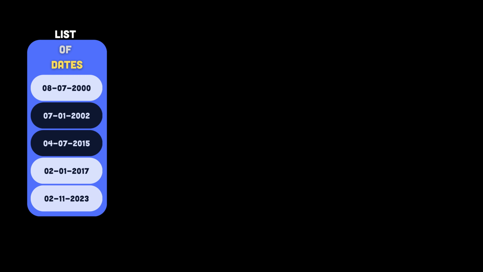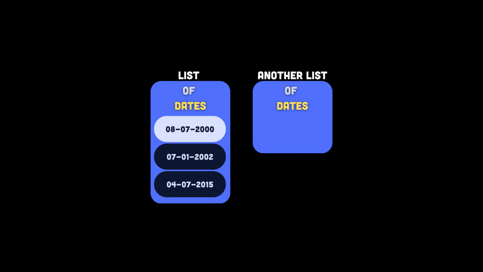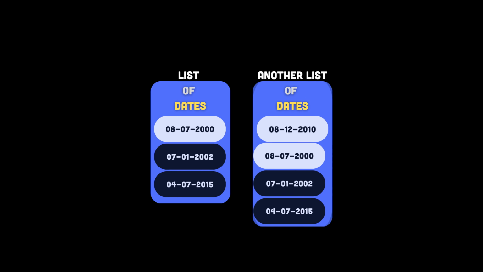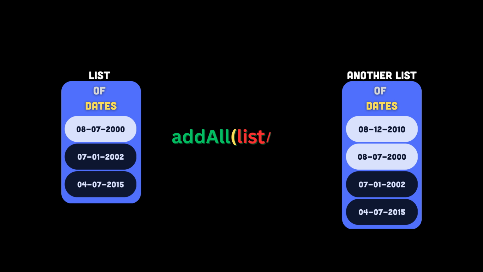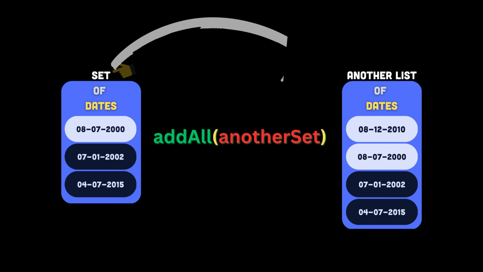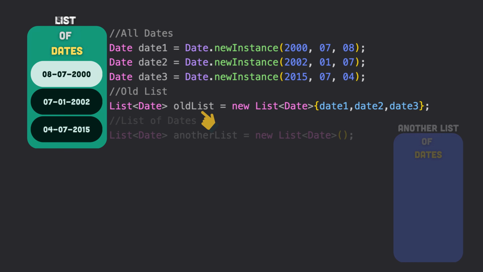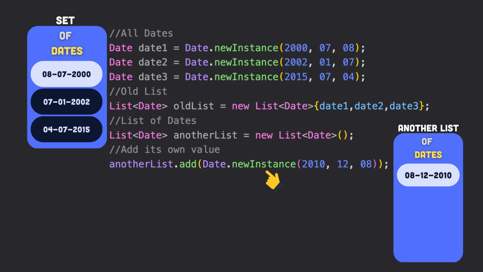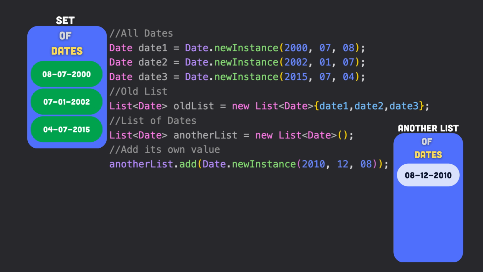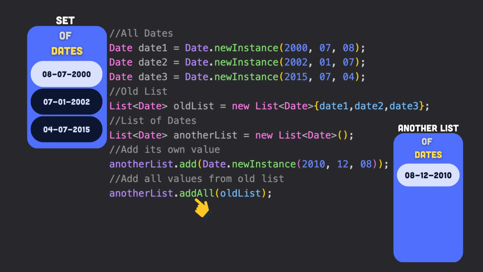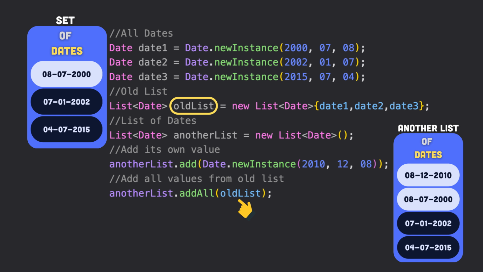One other thing we would possibly do in our code is to copy all elements from one list or set to another. Apex allows this using the addAll method that accepts either a list or a set as the parameter. Let's say we have a few dates that are placed within a list. Next, we create a new list and add a date using the new instance method of the date class. Now we want to copy over all the existing dates from the old list. We can simply use the addAll method on the list that the elements will be copied over to, and pass the list that has the elements to be copied over as the parameter.